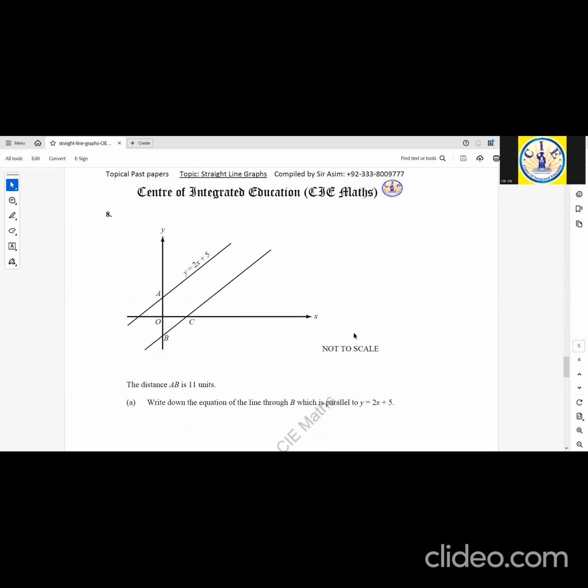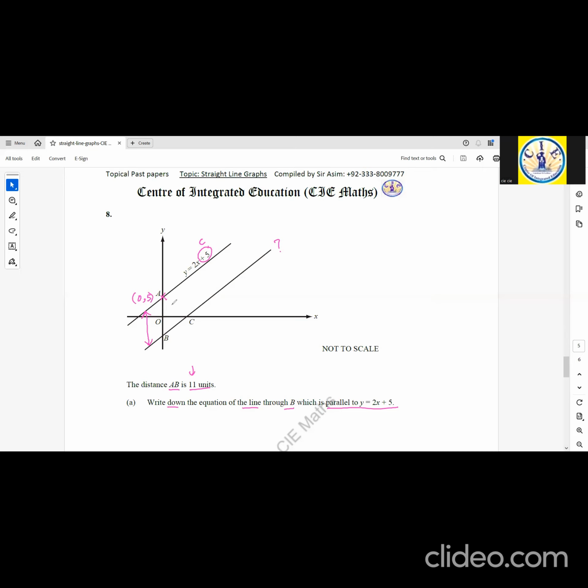Okay, now it is question number 8. The distance AB is 11 units. That means this distance is 11 units. Then write down the equation of the line B, which is parallel to this given line. We need to find out the equation of this line. Since this distance is 11 units, and we can observe that 2x plus 5 tells us that the y-intercept c is 5. That means this point is (0, 5).